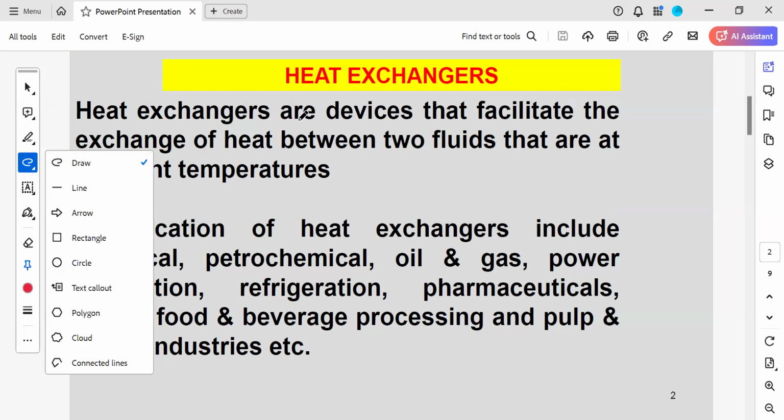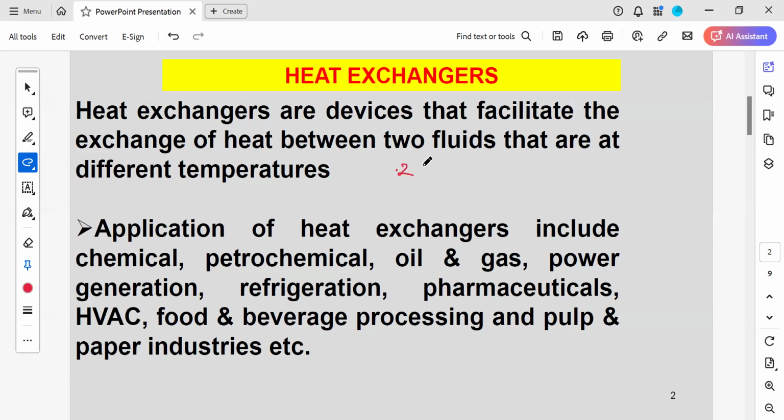A heat exchanger is a device in which two fluids will be there. Heat exchange will take place between these two fluids, and these two fluids will be maintained at different temperatures. The fluid which is maintained at high temperature is called the hot fluid. The fluid which is maintained at low temperature is called the cold fluid. Heat will be exchanged from the hot fluid to the cold fluid. So that is called a heat exchanger. We can define a heat exchanger as a device in which heat exchange takes place between two fluids which are at different temperatures.